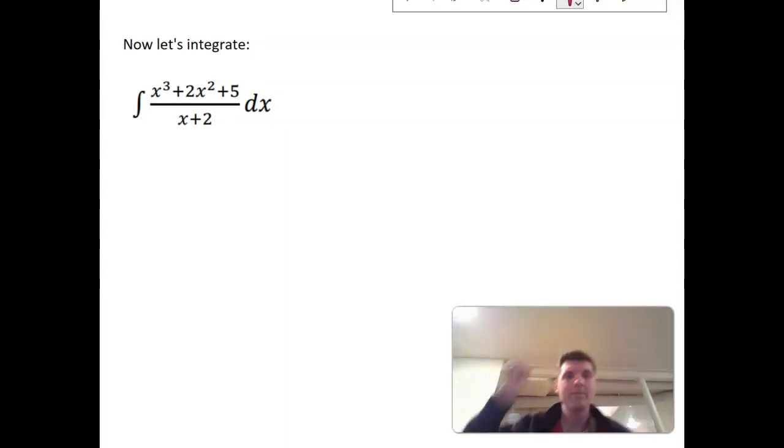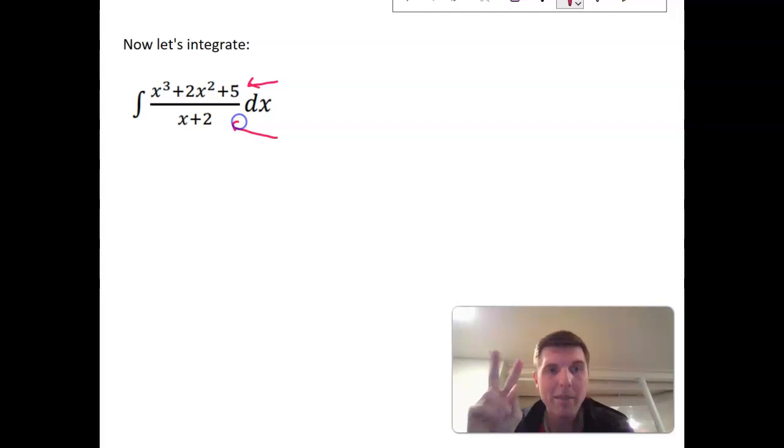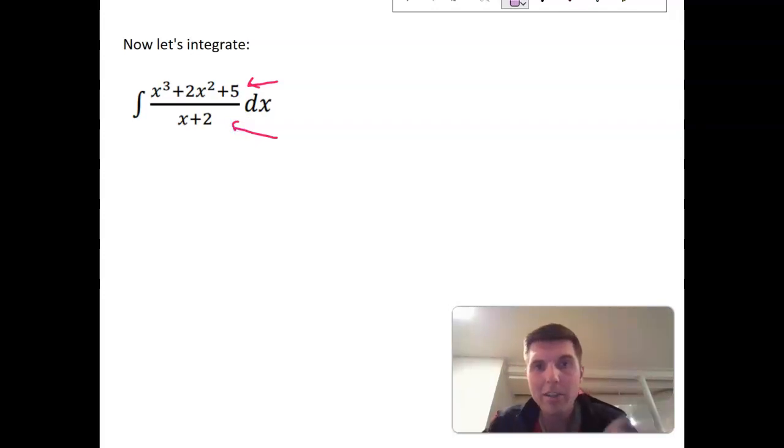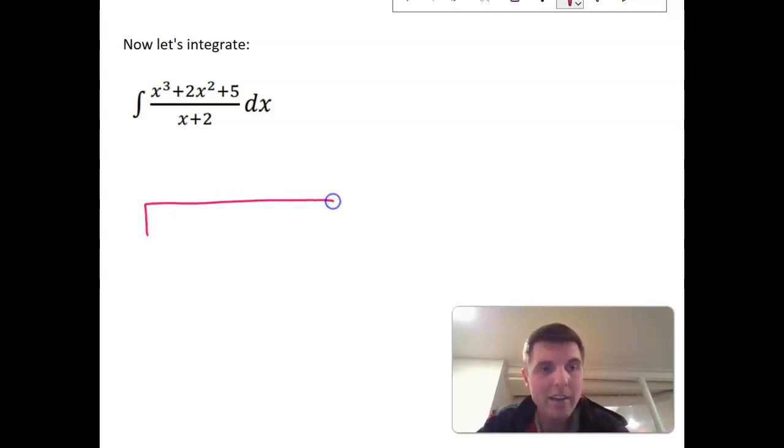So here's the issue. We can't use u-sub because there's no u, there's no inside-outside function. It's a little tricky. Number 2, it looks a little complicated, and the degree on top is larger than the degree on the bottom. That's a good clue that we got to do some long division. So let's set up our long division. The x cubed term goes inside, so x cubed plus 2x squared plus 0x plus 5. On the outside, x plus 2.